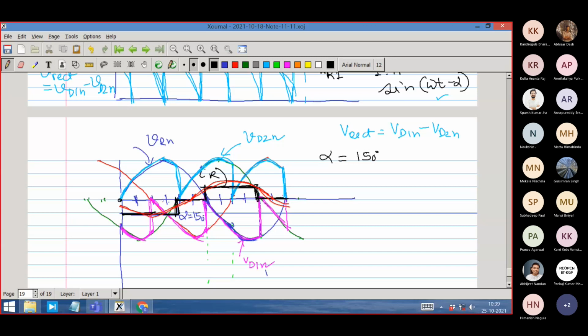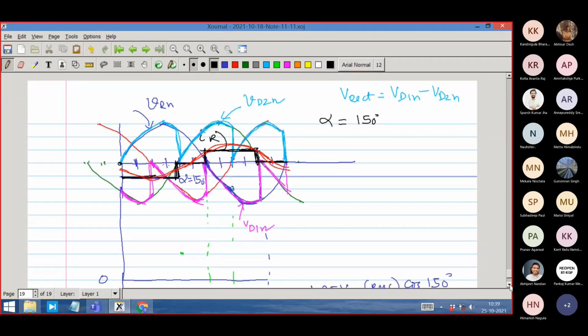If anybody has a question, please ask me. Sir? Yes. In this case, what would be the displacement factor? How do we see that? Displacement factor is cos alpha. Cos 150 degree.